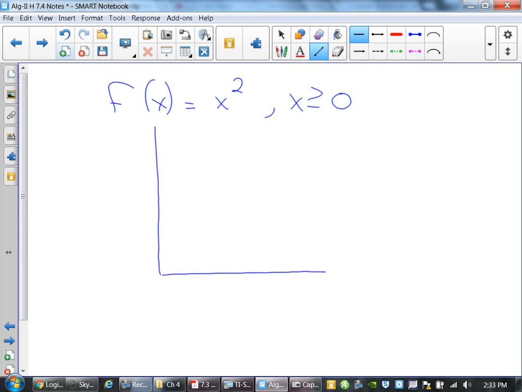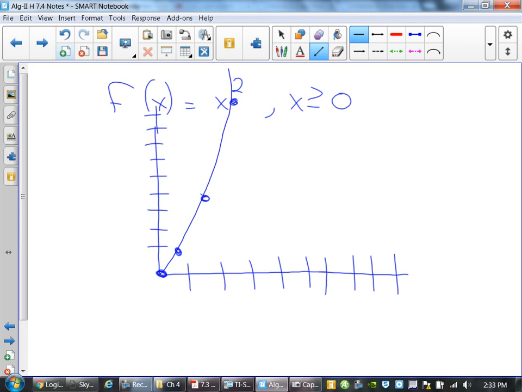So if I'm looking at that, let's see how well I can do this. If I use 0, what's 0 squared? 0. What's 1 squared? 1. What's 2 squared? 4. 3 squared? 9. Okay, so there's my original curve.